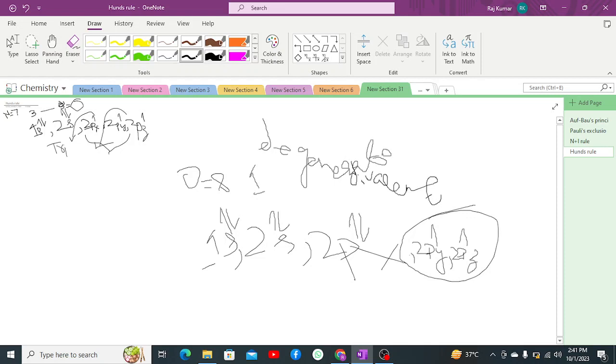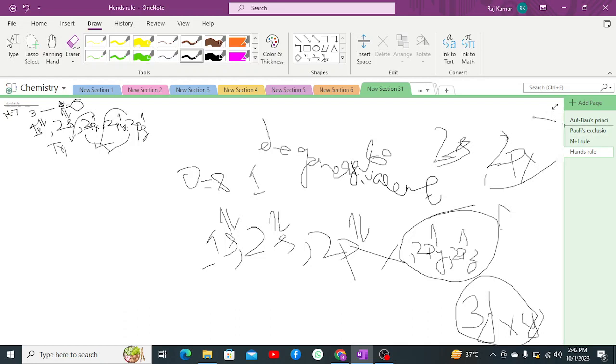Suppose we have two orbitals. Let me give another clear example: 2px, this is one orbital, and 3dxy, these are two different orbitals. Now 3dxy and 2px are not degenerate orbitals. As these are not degenerate orbitals, there will be no chemical bonding formed as per Hund's rule.